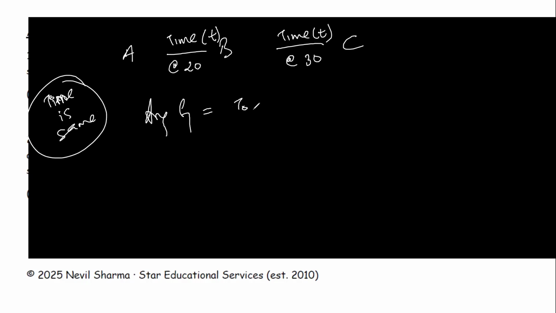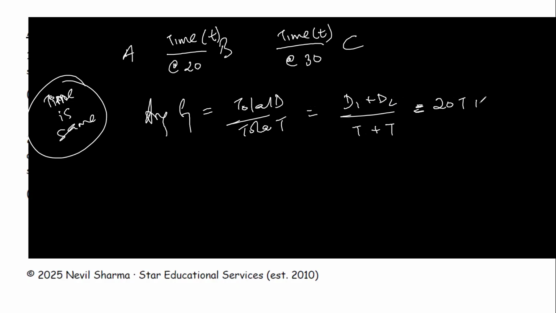So average speed is total distance upon total time, right? So total distance is what? Speed into time. So there'll be d1 plus d2 upon t plus t because time is the same. So what is distance 1? It is speed into time. So 20t. What is distance 2? Speed into time. Speed is distance upon time, so distance is speed into time. So 30t upon 2t. So therefore t cancels. It will be 20 plus 30 upon 2.